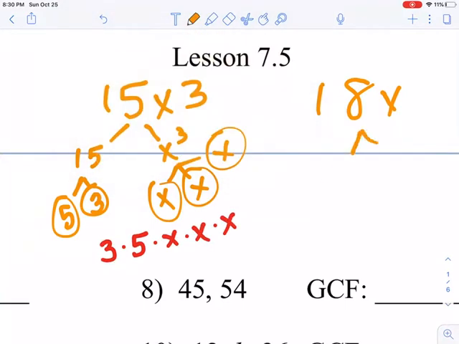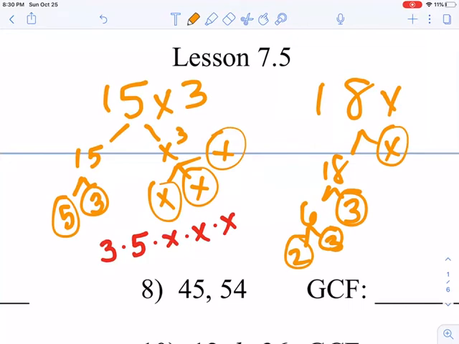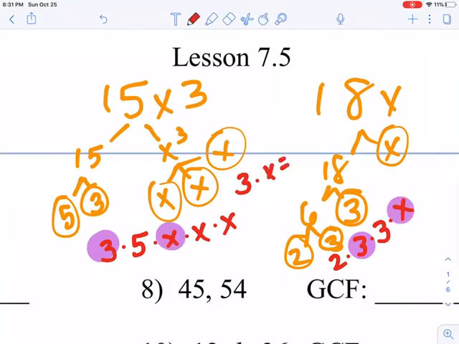And 18x breaks down to 18 and x. There's only one x, so we can circle it. 18 is 6 and 3. You could use 9 and 2, but whatever you want to use, you'll still get the same answers at the bottom. And then 6 is 2 and 3. So for this one, we have a 2, a 3, a 3, and an x. So again, thinking about marriage, a 3 and a 3 get married and become one 3. And it looks like we have an x. An x and an x get married and become 1x. So 3 times x is 3x as our greatest common factor.